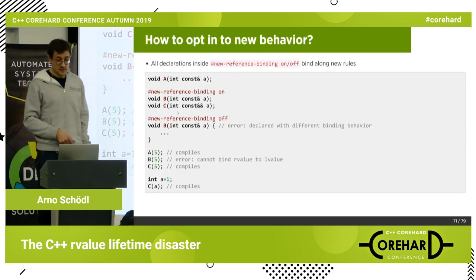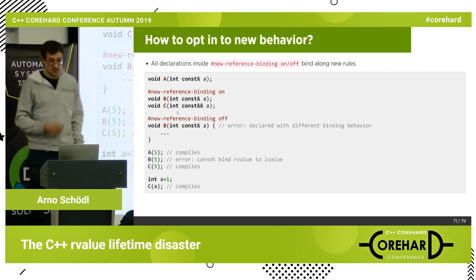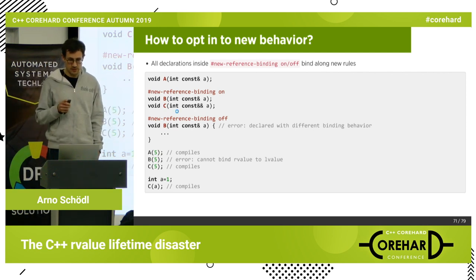Now here's how it would look. You declare your A outside of the block as an int const ref. Then inside the block, we have an int const ref, that's B, and C is an rvalue reference. Here you have the B again. These were declarations, and now here you have the definition. But the B was declared inside, so with new rules, and here you would have one with old rules because it's outside of the block. I would say, well, that's weird. Let's throw an error. That's a strange thing that's happening here.